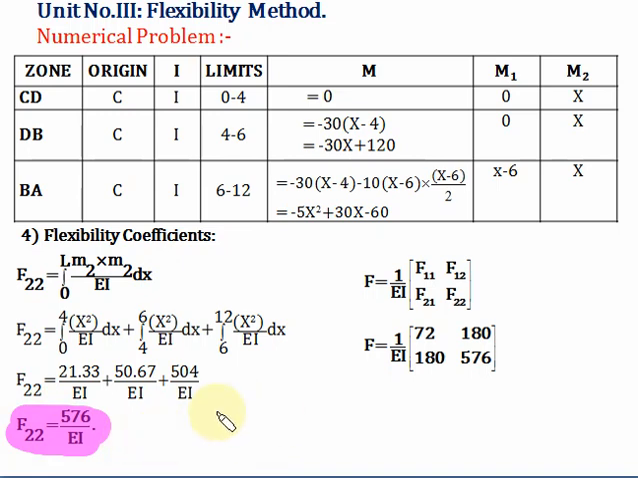Now putting the values of F11, F12, F21 and F22, we'll get the flexibility matrix. Okay, so flexibility matrix is equal to 1 upon EI in bracket 72, 180, 180 and 576. So this is the flexibility matrix.